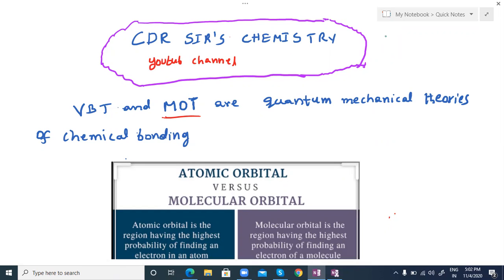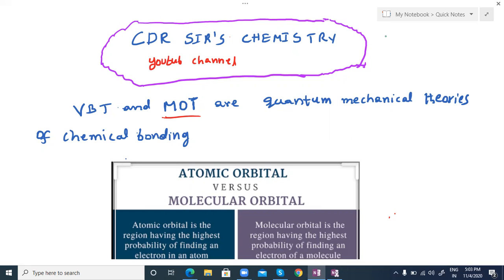Here, any molecule is formed by combination of atoms. That may be the same atoms or different atoms. They can combine and form a molecule. We have too many basic theories, but VBT and MOT are the quantum mechanical theories which explain chemical bond formation. A chemical bond may be defined as the force that holds the atoms together within a molecule. That's what we call a chemical bond.